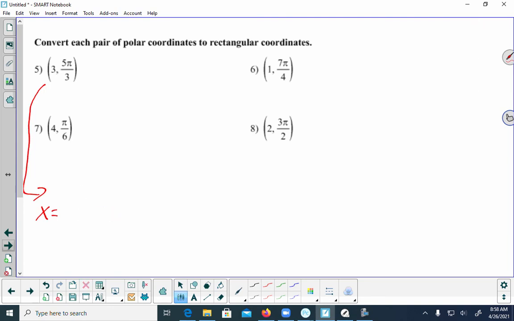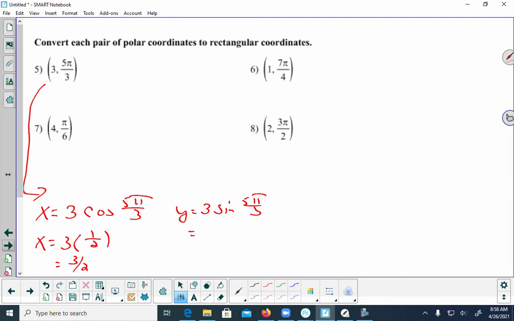R is 3. So x is equal to r, which is 3, times the cosine of 5 pi over 3. So x is going to equal 3 times the cosine of 5 pi over 3, which is a positive 1/2, and I'm going to get 3 halves. Y is equal to 3 times the sine of 5 pi over 3. So that's going to be 3 times the negative square root of 3 over 2. And so my final answer is going to be negative 3 times the square root of 3 all over 2. So that ordered pair is a positive 3 halves, negative 3 square roots of 3 over 2.